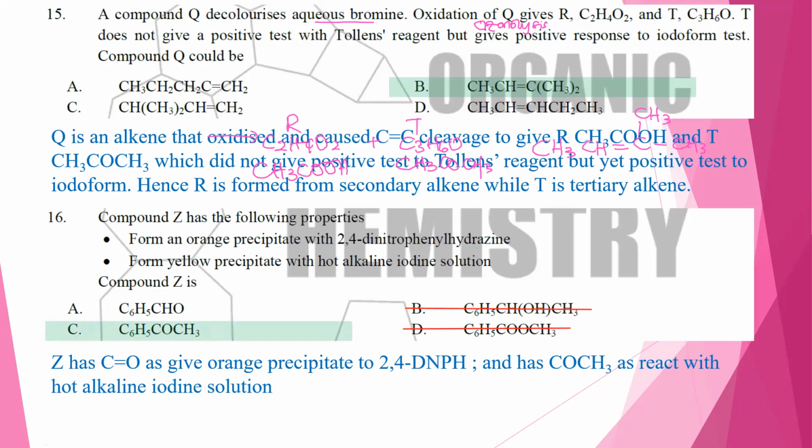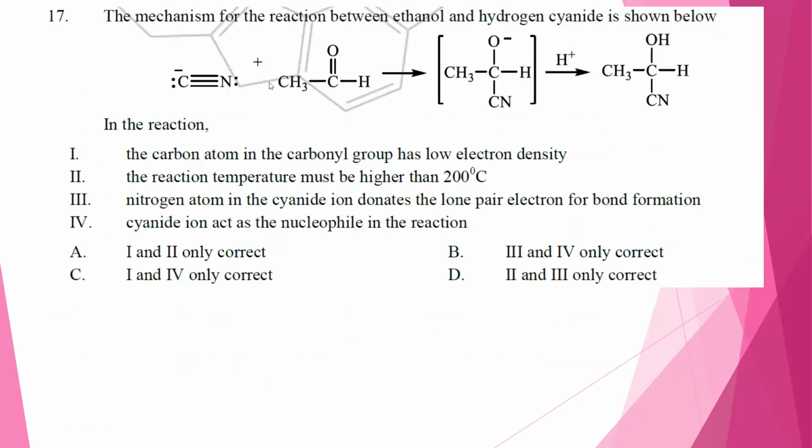Okay. Then we continue to the next one, which is question number 17. The mechanism for the reaction between ethanal and hydrogen cyanide is shown below. So this is the reaction. In the reaction, the carbon atom in the carbonyl group has a low electron density. This is true. Why? Because the arrow already goes to the oxygen in here. So the carbonyl carbon has a low electron density. But we reserve this one first. It may be correct, it may be wrong. Okay, but technically it's correct because the arrow is pulling in the direction of the oxygen here.